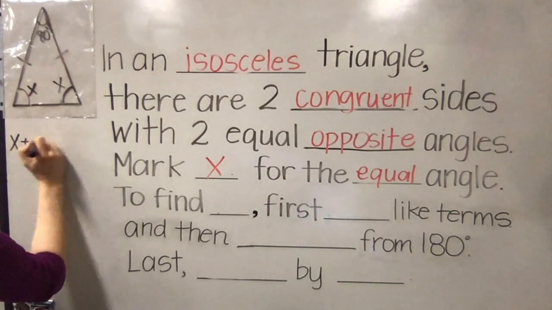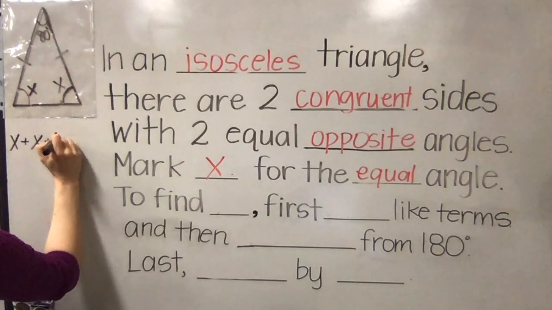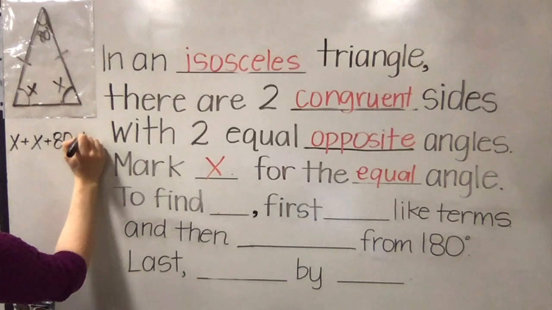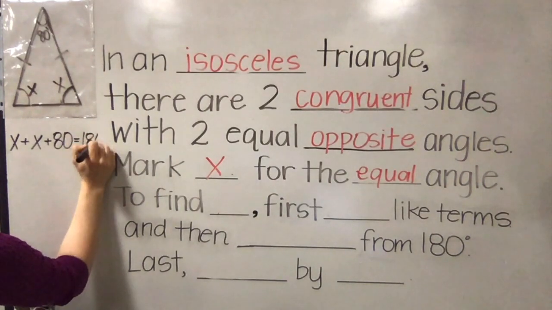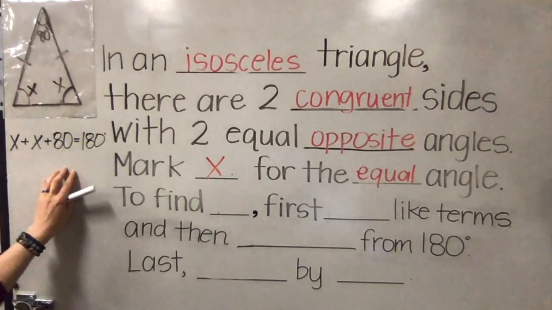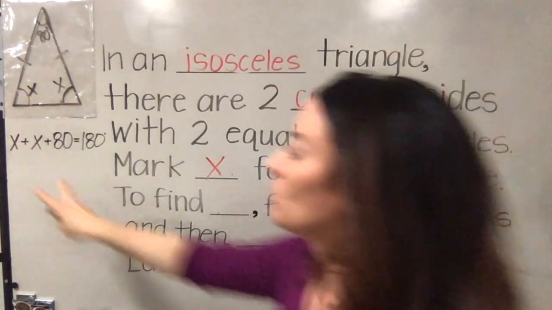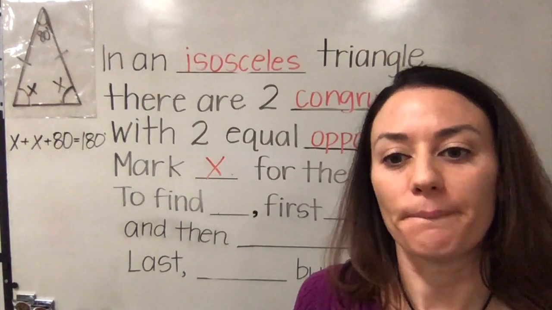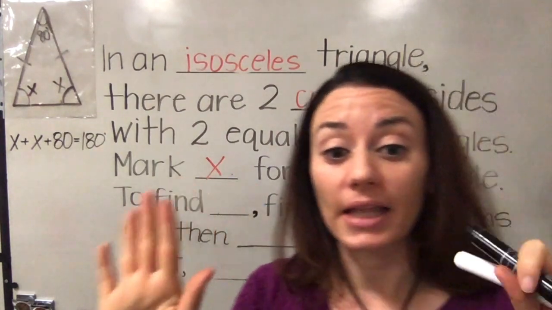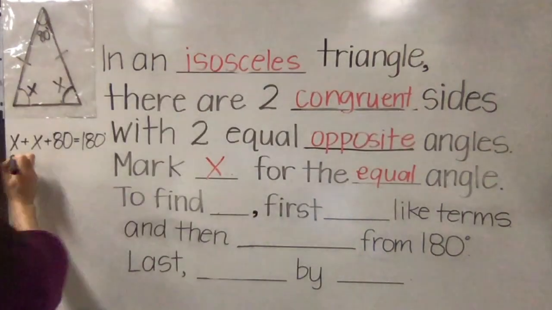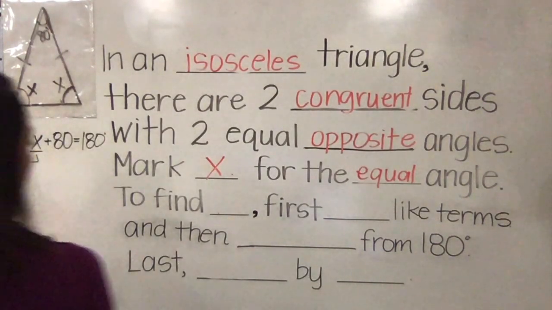This equation means that if I added all three of these angles, what would I get? X plus x plus 80. What do three angles in a triangle give you? 180 degrees. Okay, so how would I solve an equation that looks like this? Well, do you have two x's? Yeah. So you have to combine like terms. What do you have to do? Combine like terms. So that's the very first step.